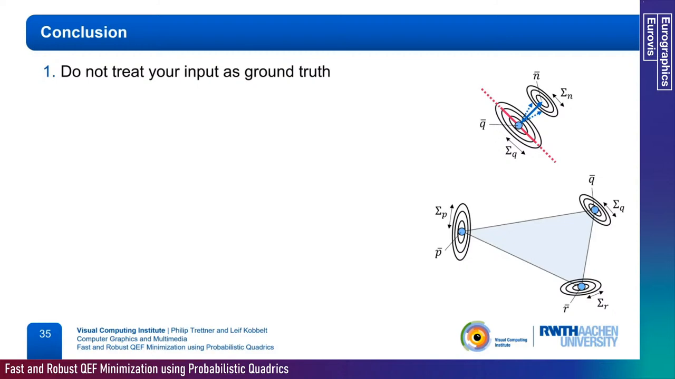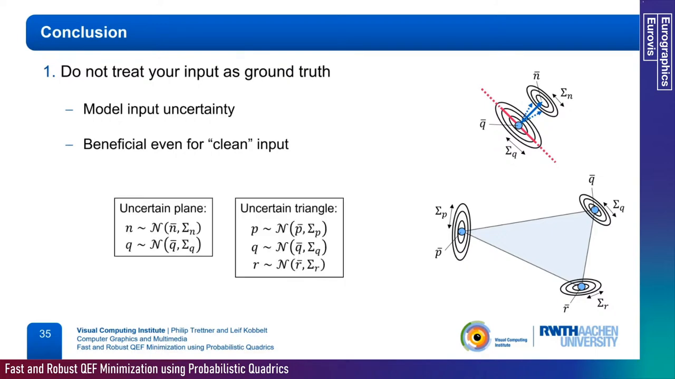This leads us to the conclusion of my talk, and I have three different takeaways that I want to share with you. First, I want to encourage you to not treat your input data as the ground truth, because in many practical settings, this is not realistic. Your input might be the result of some physical process, or even if your input comes from CAD software, your triangle mesh is only an approximation of some smooth surface. So what you can do is model the input uncertainty, and this turns out to be beneficial even for otherwise clean inputs. And in this particular paper, we've derived closed form solutions for planes and triangles under Gaussian noise.